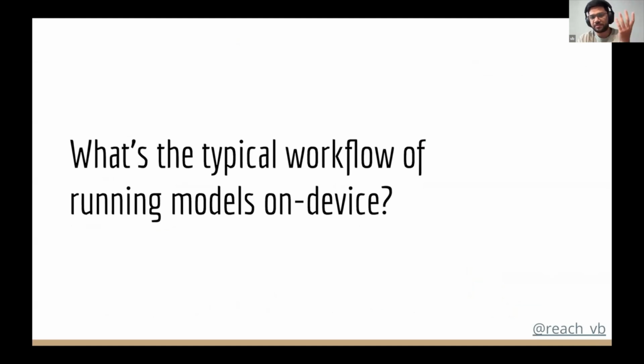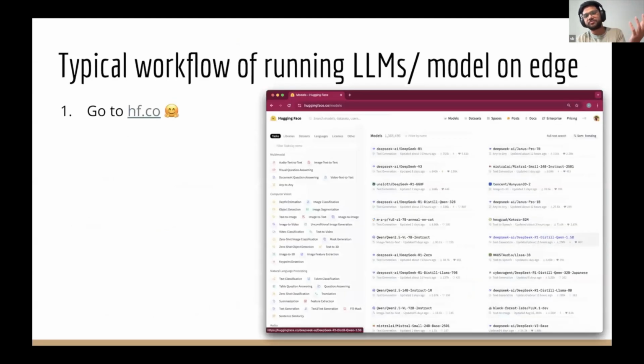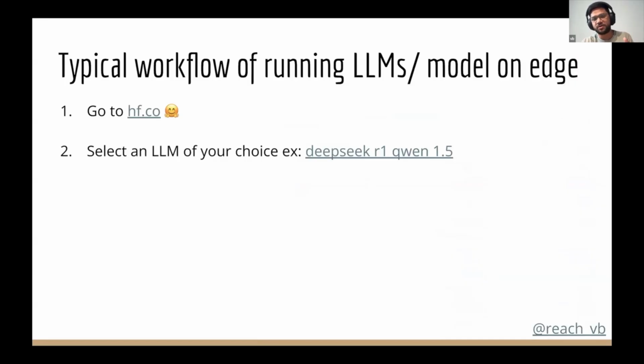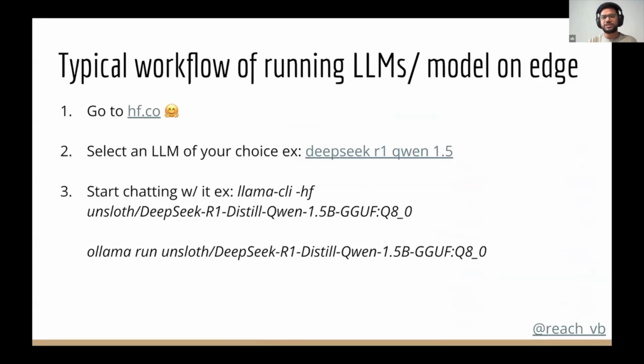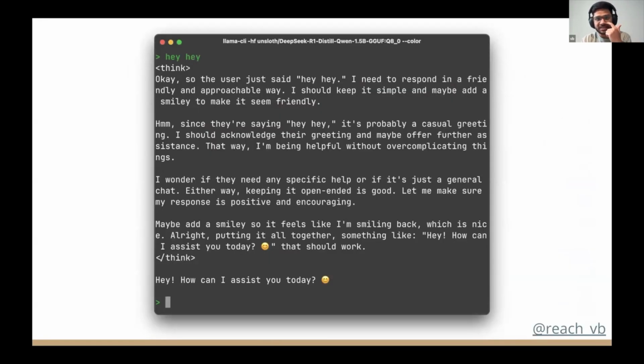And you might ask, what's a typical workflow of running these models on device? Of course, I'm from Hugging Face, so I'm a bit biased. You would typically go on huggingface.co and select a model. Let's say you select DeepSeek R1 Qwen 1.5B, and then you essentially start chatting with it. For example, you can use llama.cpp. In this case, you can use llama-cli or llama-server and just provide the path to the model. Similarly, for Ollama, you can do ollama run and then the path to the model itself. And in most cases, it should look something like this. And this is just for LLMs. You can do something similar with whisper.cpp when it comes to audio and so on.